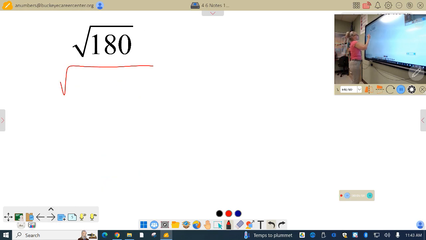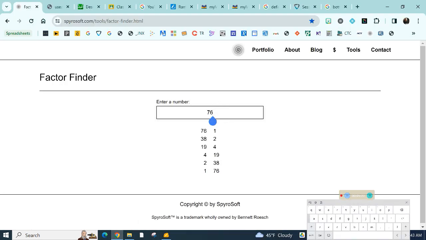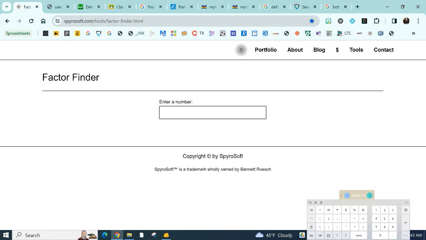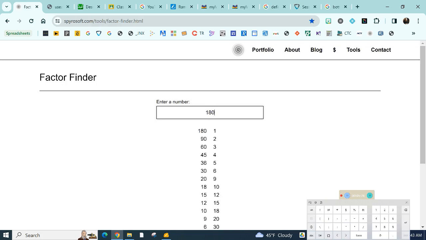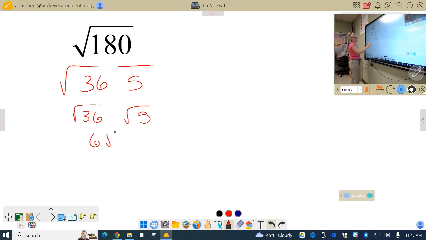180, I need to find perfect squares, so you can go to your factor finder if you want to. Put in 180. Find your highest perfect square that's on that list that we made earlier. It'd be 36 and 5. So I'm going to go back, put 36 times 5. Then I have the square root of 36 times the square root of 5, which in this case is 6 square roots of 5.